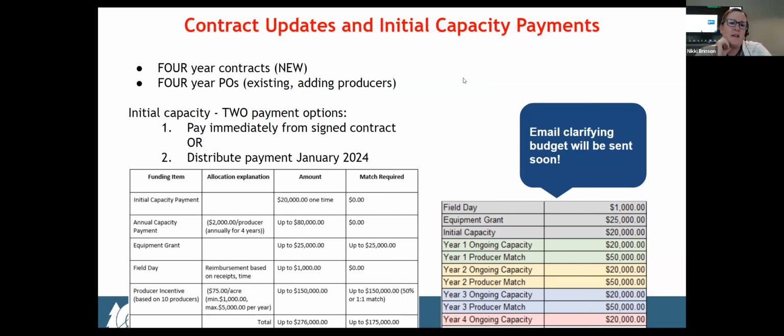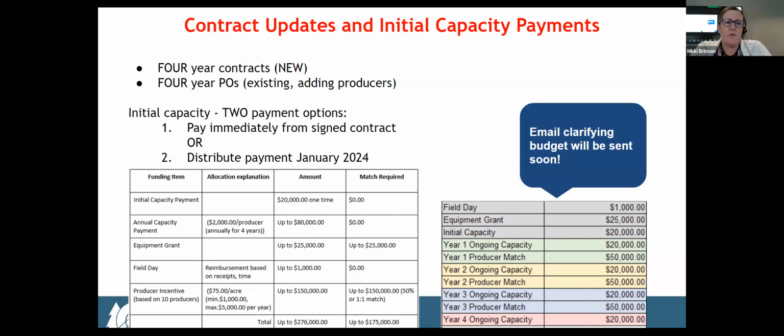The biggest key that I wanted to point out, and we will also be sending clarification emails, is that in these contracts, if you can see that table on the left, the all white table, that is what is in your contract. And it's just the basic bulk amount for all 4 years. So you'll see the second line is annual capacity payment. It says $2,000 a producer annually for 4 years, so up to $80,000. That's obviously some wiggle room if you don't have 10 the first year, or you're at 9, or you do have 10, what is available that year for all 4 years.